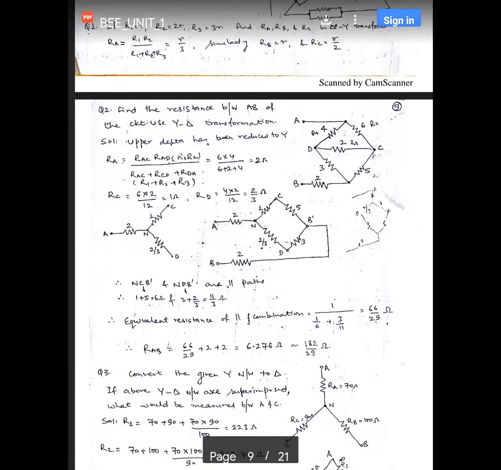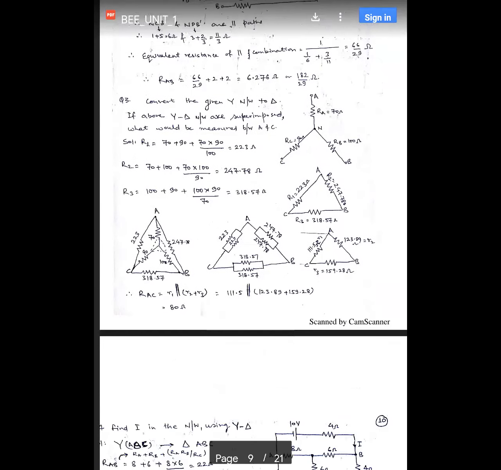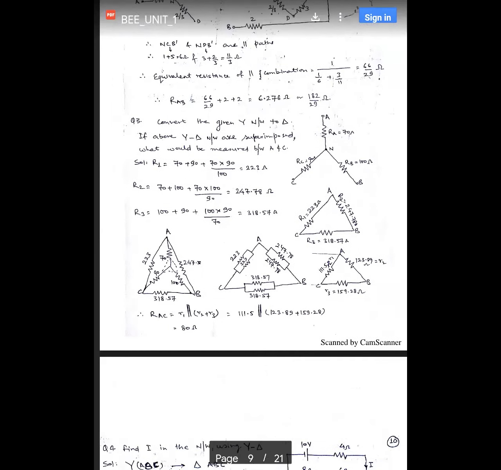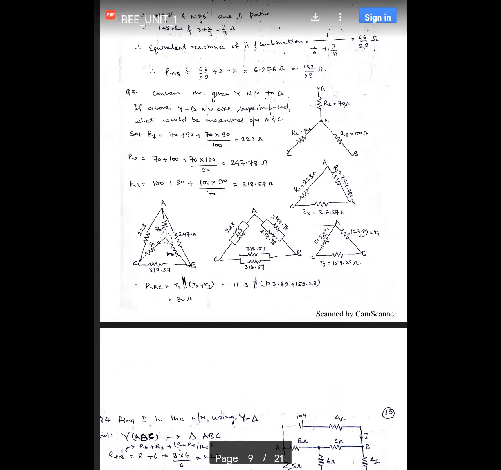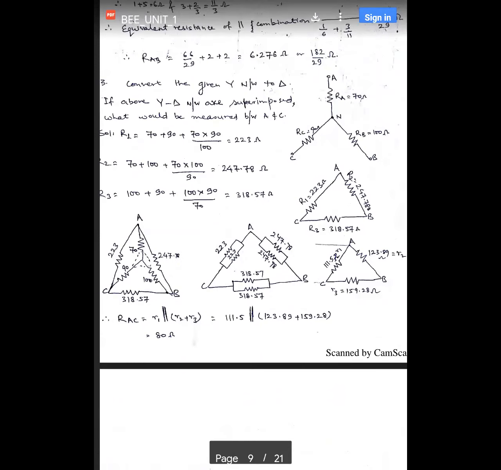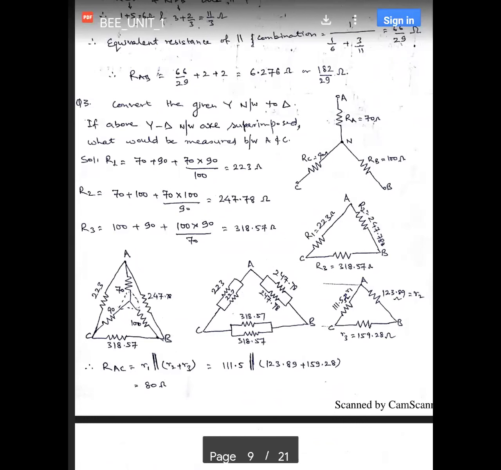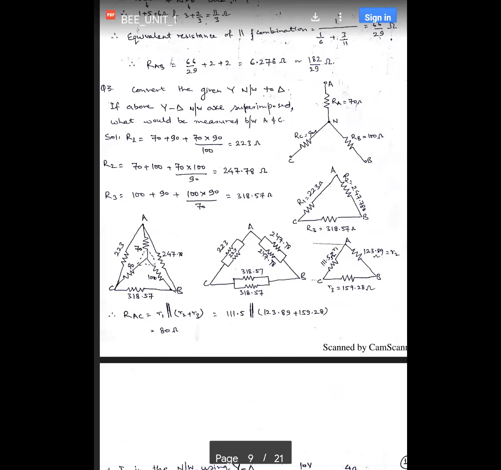Okay, now we will move to another numerical. So this is the numerical which is given here. The star combination of resistances is given. So, the question is: convert the given star into delta. Now, if this star and delta networks are superimposed, what will be the resistance between A and C?